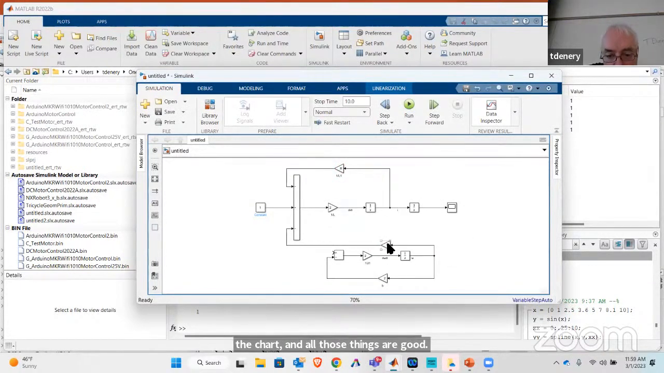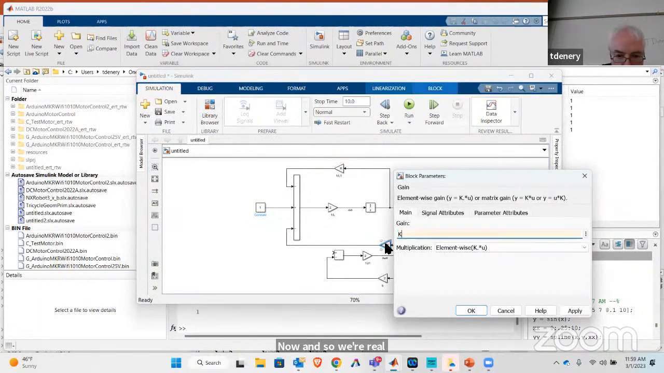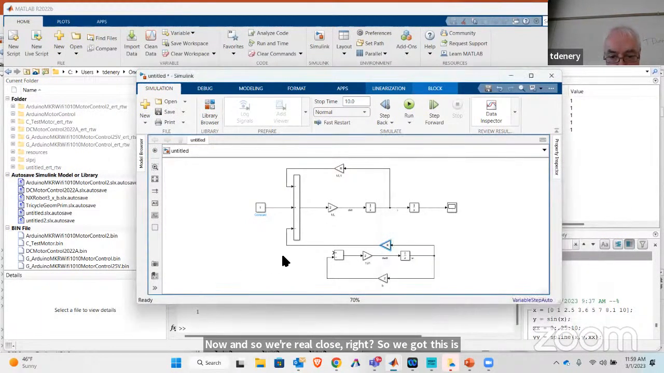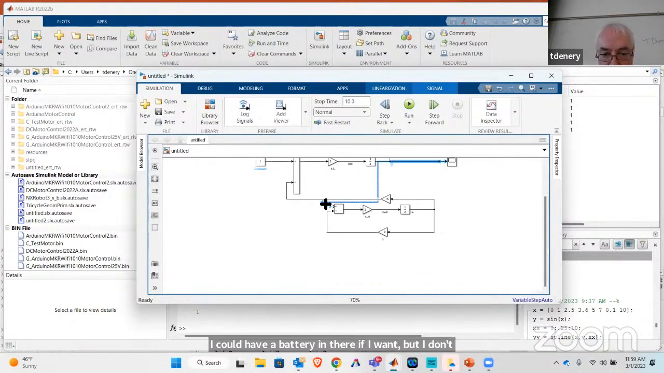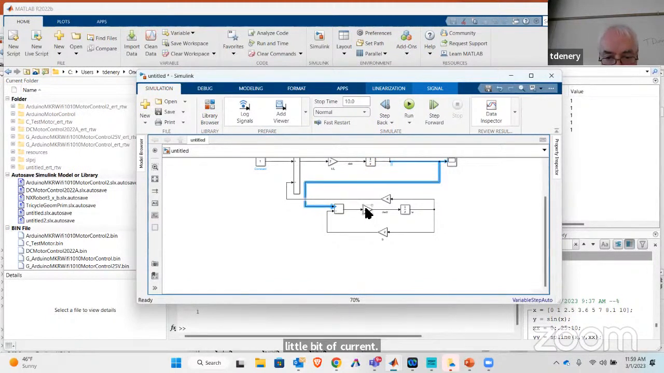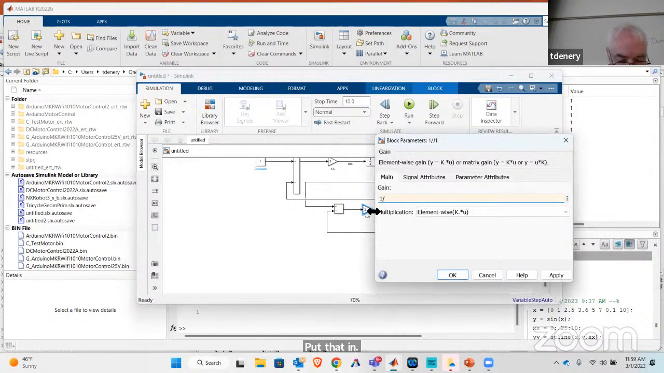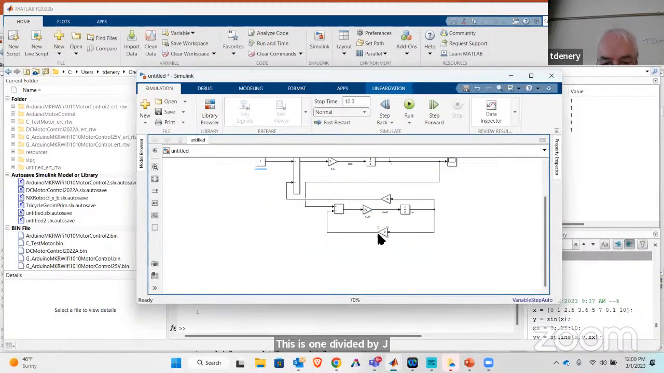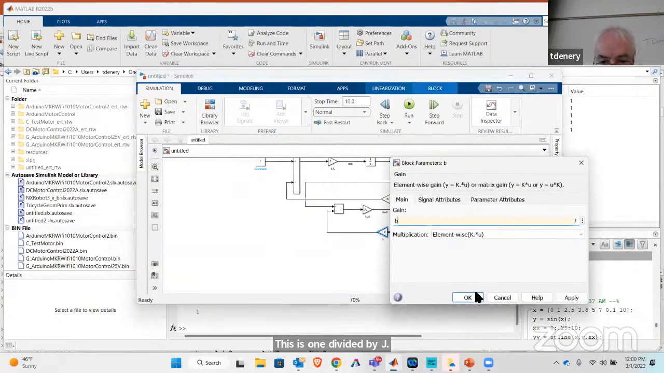So this is now called K. All right, and so we have B for damping, K for back EMF velocity. And let's get rid of, okay, if I integrated current, what would this be? Charge. Means I could have a battery in there if I want, but I don't care, so I'm going to take that out. And then I'm going to take a little bit of current, put that in. And let's put this in as 1 divided by J.